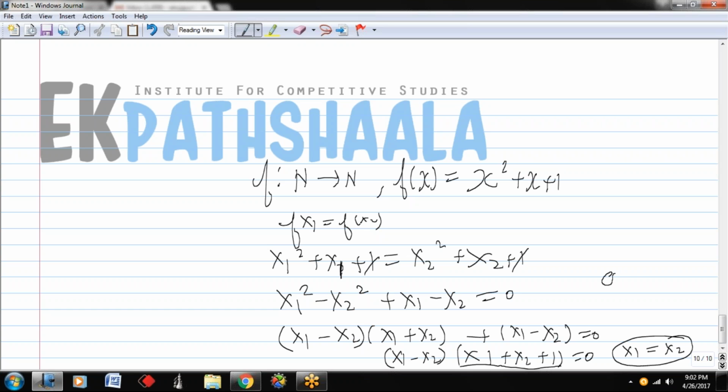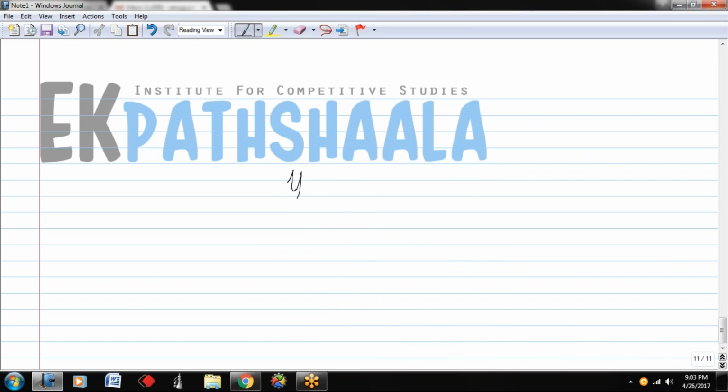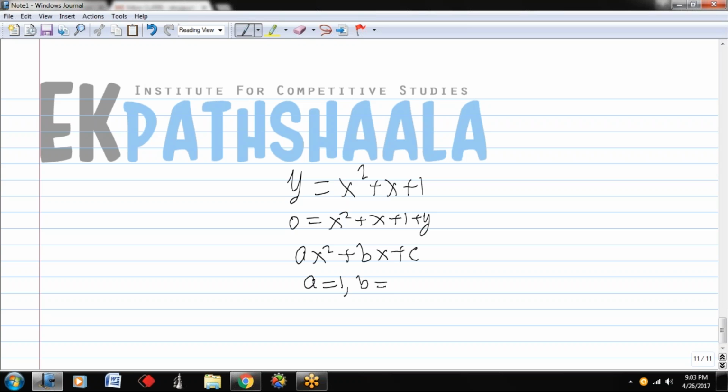Okay. Now, second part will be what? Therefore, it is a 1-1 function. What is onto function? How do we check? Let y be equal to x square plus x plus 1. So if I take it equal to 0, x square plus x plus 1 minus y. So this is basically a quadratic equation in terms of x. Let us compare it with this. So a becomes 1, b is also 1, c becomes 1 minus y.